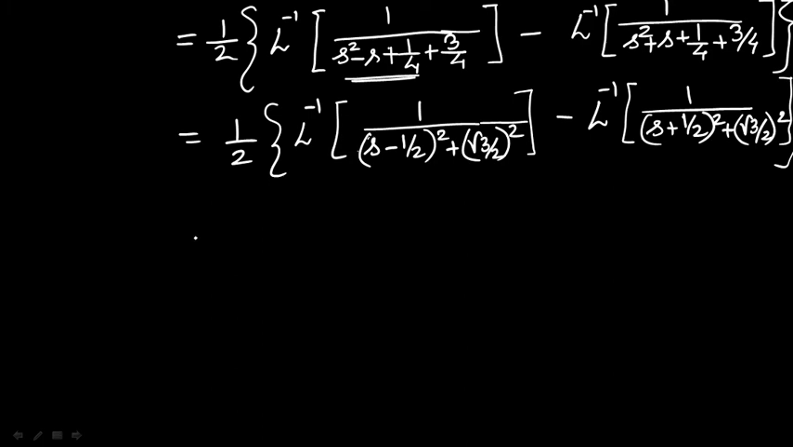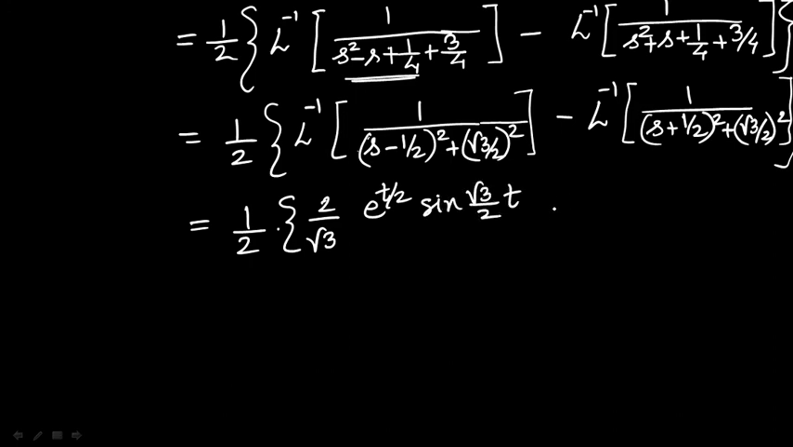Now we apply formulas number 5 and 6 and find out the Laplace inverse. Therefore here the Laplace inverse of 1 upon s minus a whole square plus b square, its value is 1 by 2 into 2 by root 3, because 1 by b, then e to the power t by 2 sine root 3 by 2 t. This is the first term, the Laplace inverse by using the formulae. And the second term minus 2 by root 3, then e to the power minus t by 2 and sine root 3 by 2 t. This is the Laplace inverse.